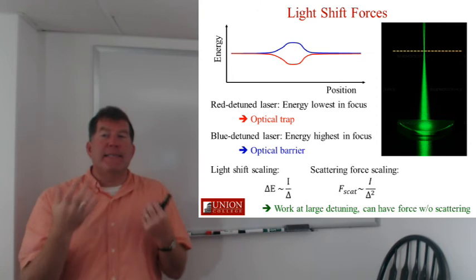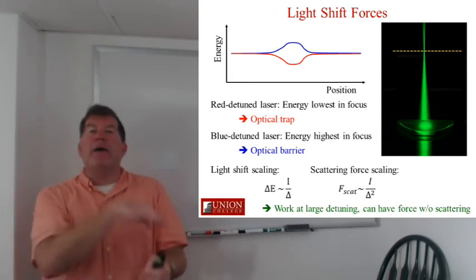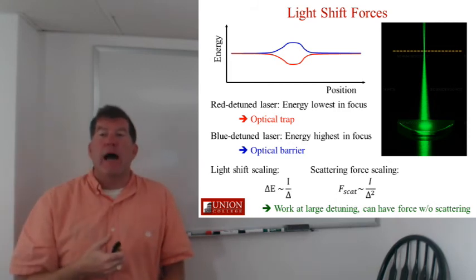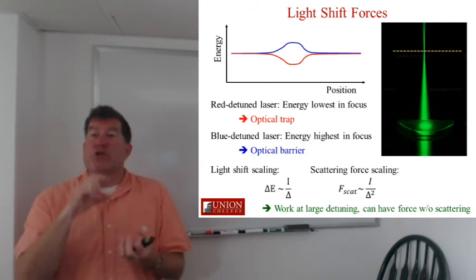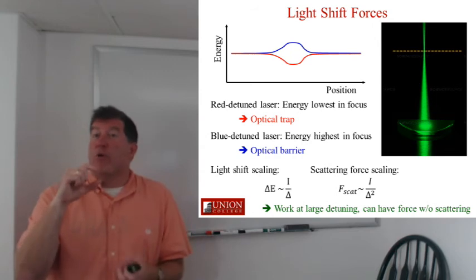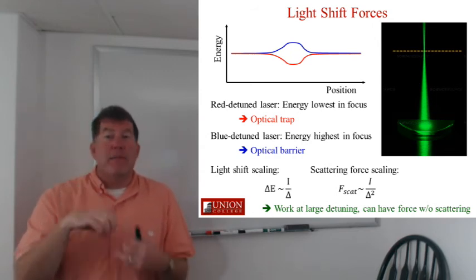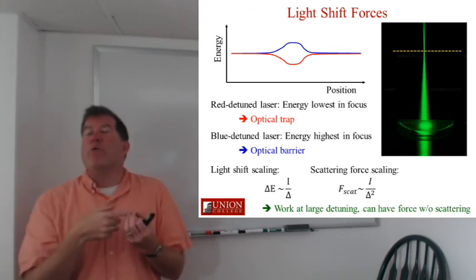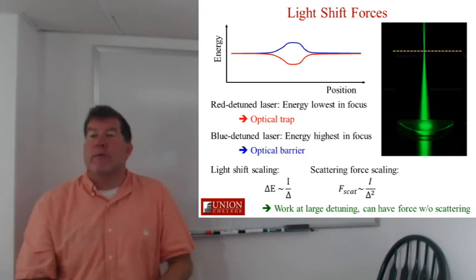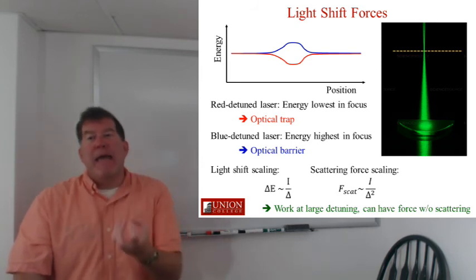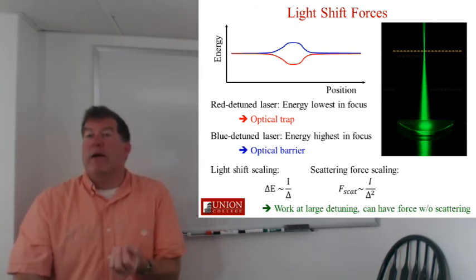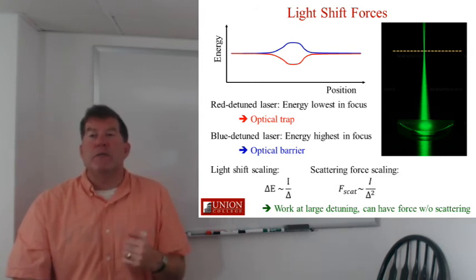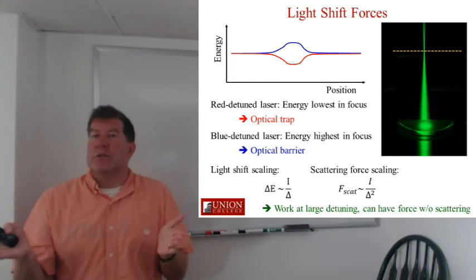So what I can do is tune the laser miles away from the resonance and crank the intensity up really, really high and get a substantial light shift, and get a force from that that can be big without having to worry about any scattering force. The atoms won't absorb any of the photons. They won't get pushed in the direction of the beam. So I can make optical traps and optical barriers by using very bright lasers that are detuned from the resonance by a very large distance.